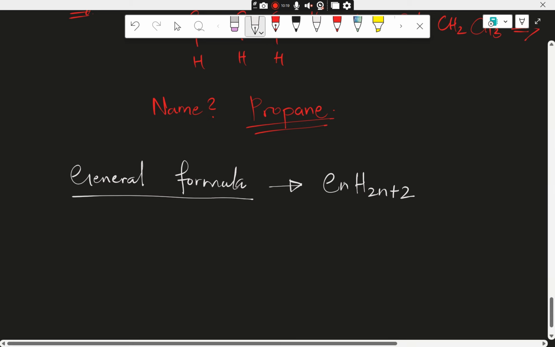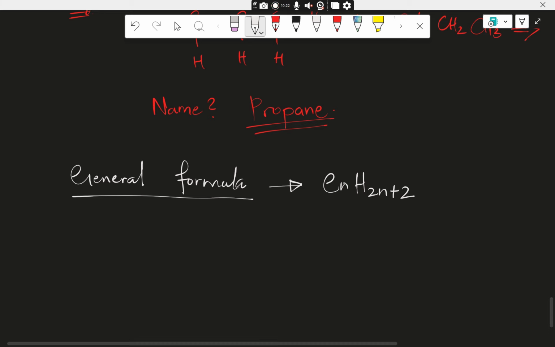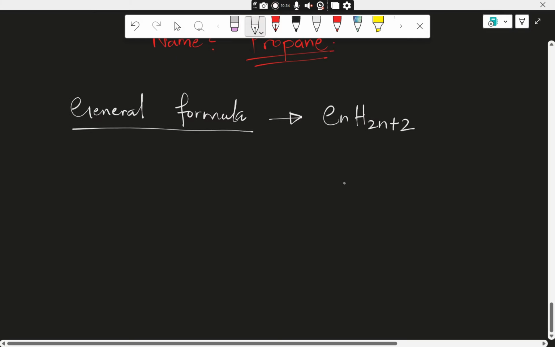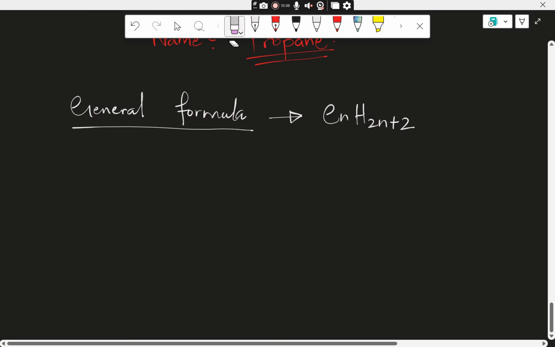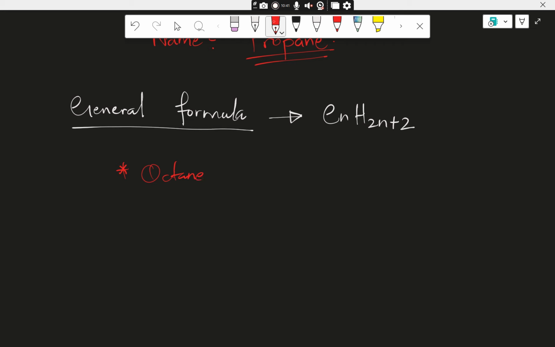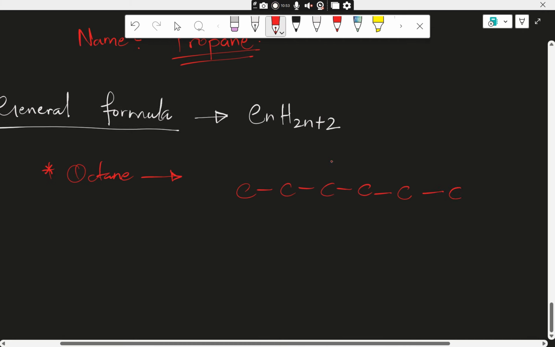So which means that if you're talking about propane, prop, three carbon atoms, you put the three into the formula and you know how many hydrogens we have. Let's look at octane. This will be a good exercise for us. Octane is a hydrocarbon, it's an alkane. So let's draw it, so we can confirm that the general formula actually works.